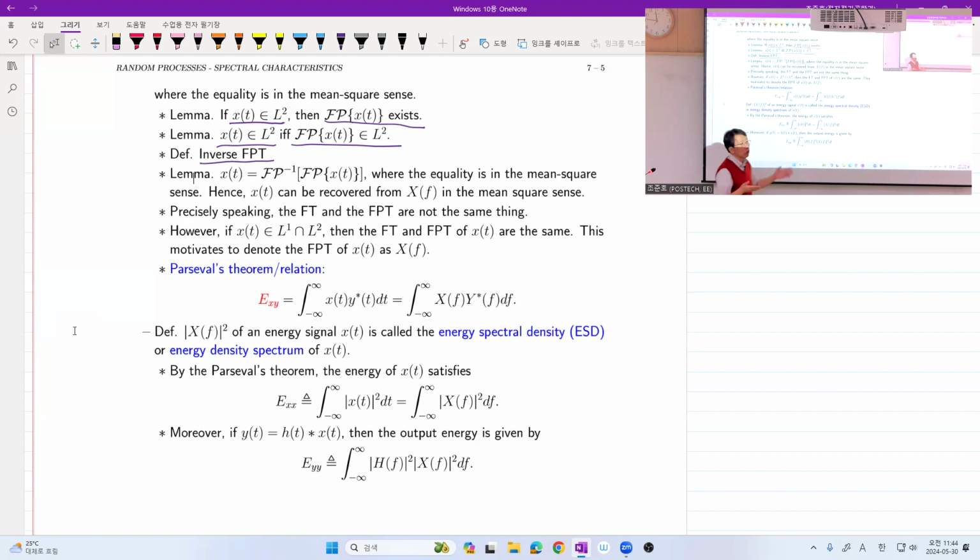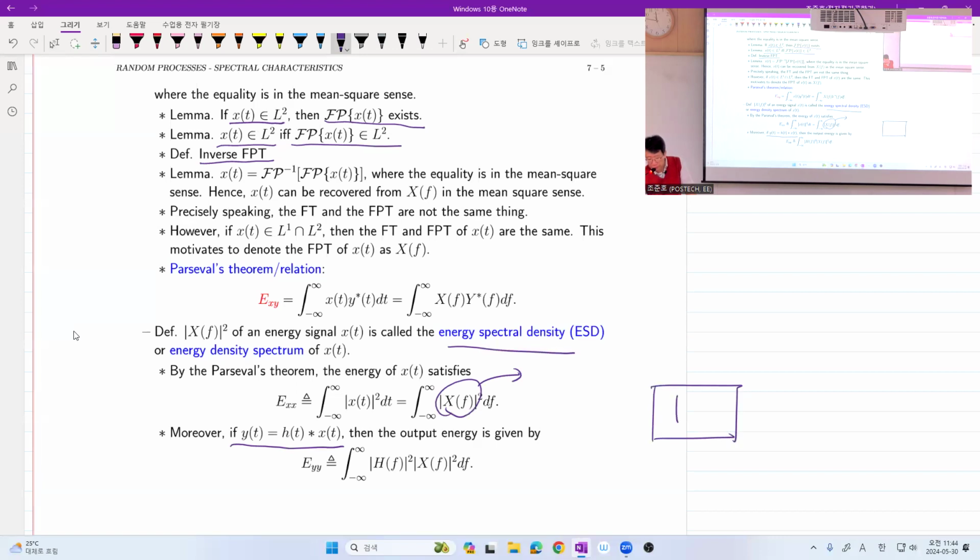What do you want to call this one? It's an energy spectrum or energy spectral density. And you may say that, wait a minute, this is not good. Even though I sum up and have something, I cannot always say that this is an energy density. You are right. So here goes linear filtering.